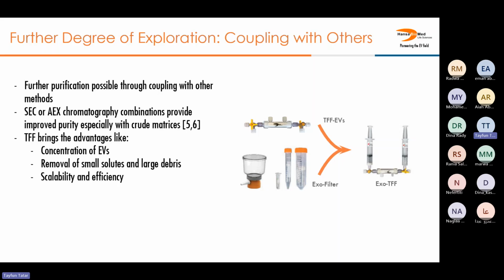So if you are working with larger sample volumes, you can concentrate, for instance, 1 liter of sample down to a couple of tens of milliliters, and then this concentrated media can be processed with a chromatography method such as size exclusion or anion exchange chromatography. And while doing this concentration, you can also remove small solutes and large debris effectively with TFF in a scalable and efficient way.